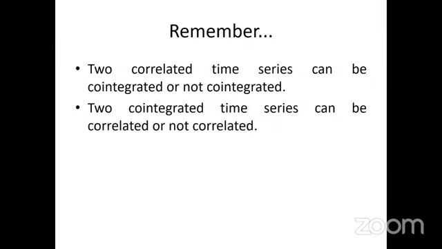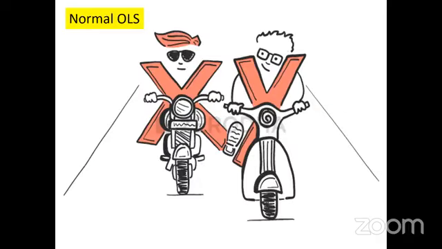This is fine. Always remember one thing. Two correlated time series can be co-integrated or not co-integrated. Two co-integrated time series can be correlated or not correlated. See, this is normal OLS. Y is driven by X. So X is a helping hand for Y, or rather the explanation of Y is given by X. Can you see this? Please write down in the chat box.